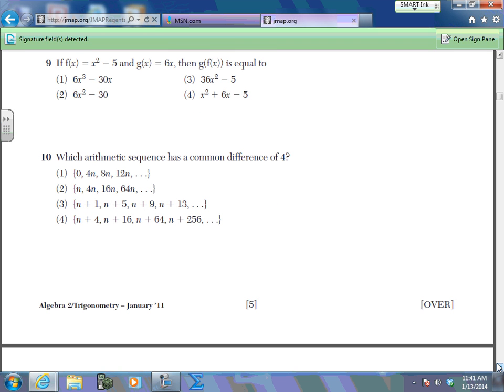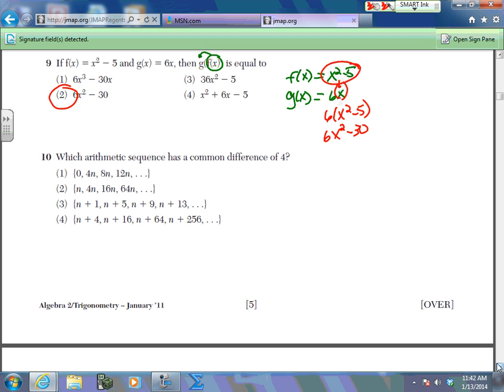Number 9, it's a composition of functions. Remember, with your composition of functions, you start at the right and you roll it into the left. So start with f of x. Under it, you write your g of x. And remember to take this entire f of x and replace that x. And then distribute. And check to see, maybe they didn't distribute, but make sure you check and see if they did. So there's your answer 2.